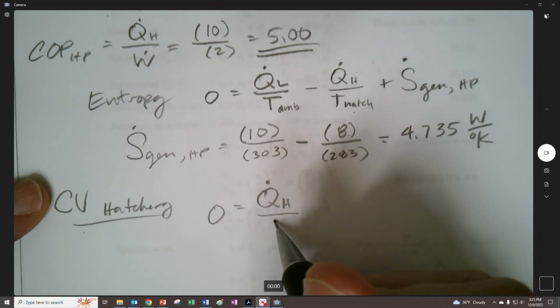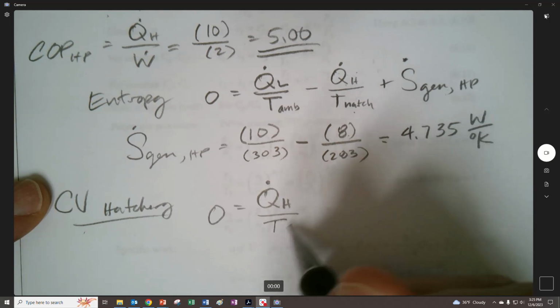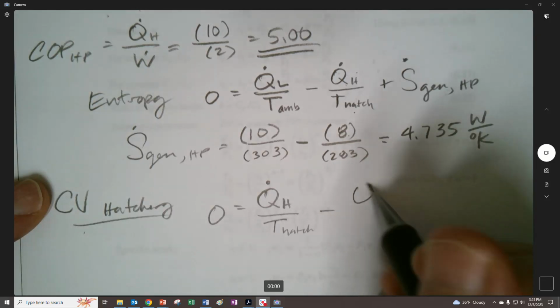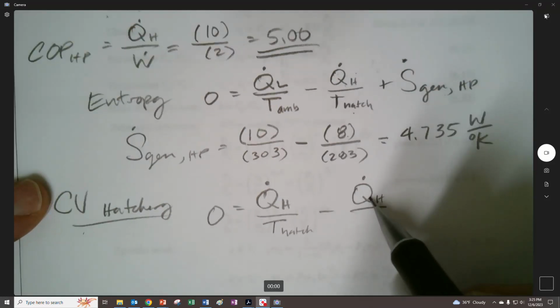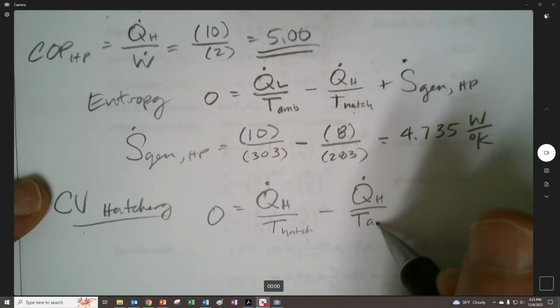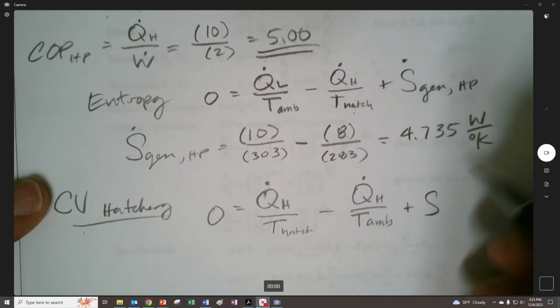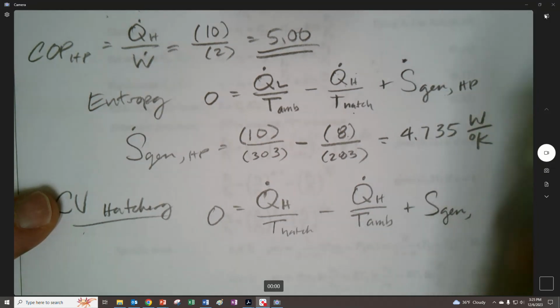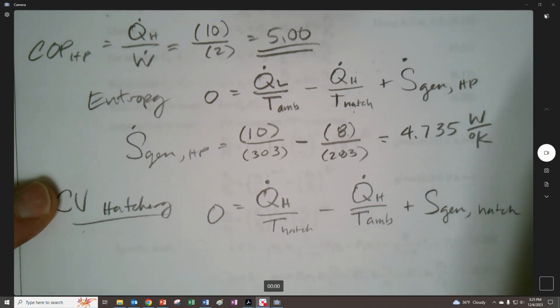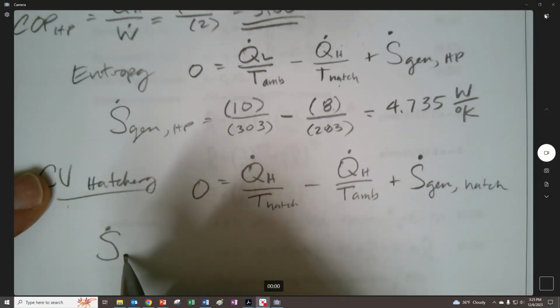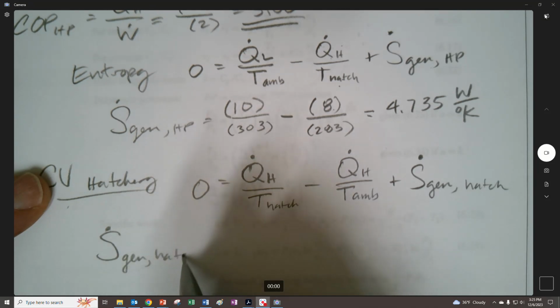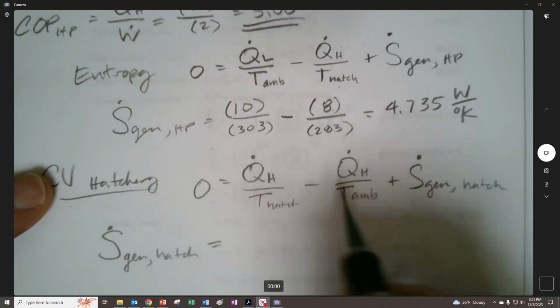and that's entering, crossing the boundary at T hatchery, minus QH, and still that same heat flow. This is the losses one though, and this is going to be the T ambient. And then we have the generation in the, I don't know what to call it, hatchery. So the S dot gen hatch should be equal to this QH.